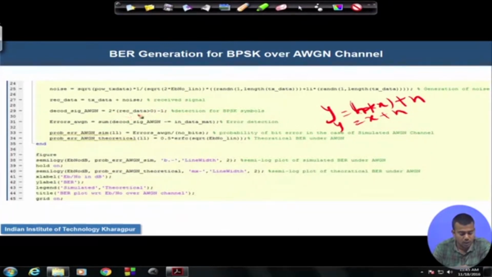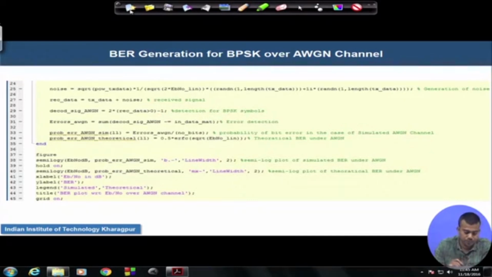So here, if the received data is greater than 0, I am multiplying it by 2 and subtracting 1. That means if the received data is positive, 2 into 1 minus 1 will give me 1.